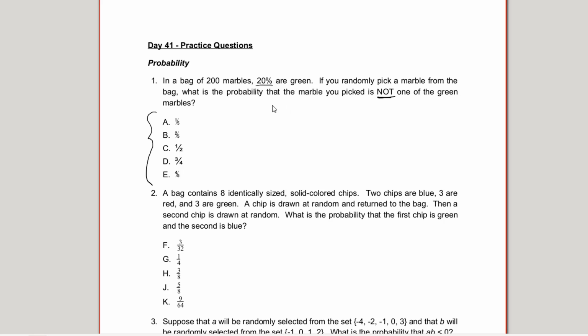Our question is asking, if we know that 20% of the marbles are green, when we draw a marble, when we pick one, what's the probability that it's not green? So if 20% are green, then 80%, 100% minus 20%, are not green. So we have an 80% chance of not green.